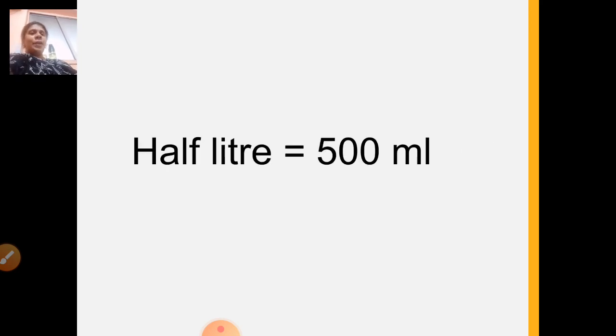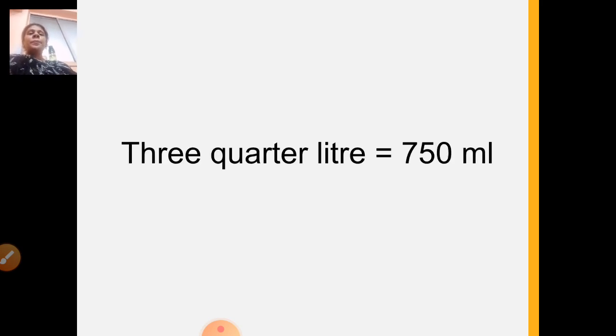Half liter is equal to 500 ml. 500 ml is equal to half liter. Okay, so half liter is equal to 500 ml. Correct. Now tell me, children, again.